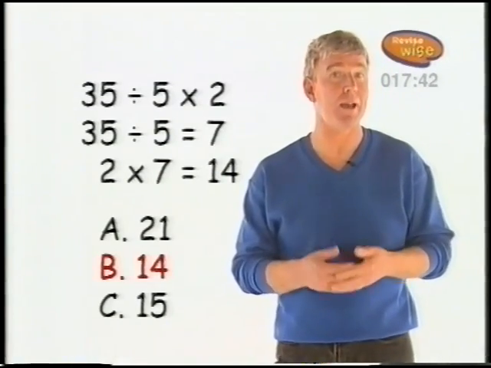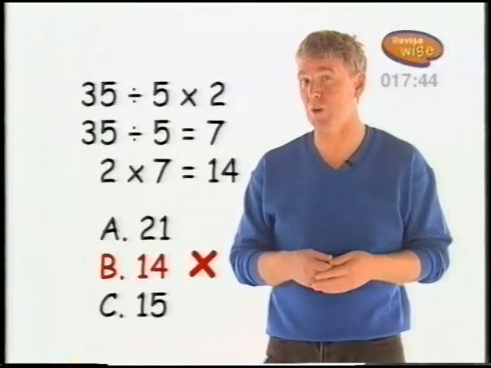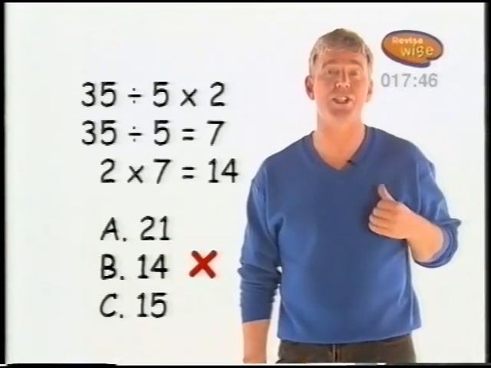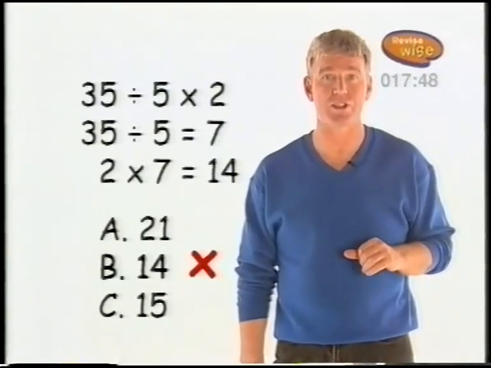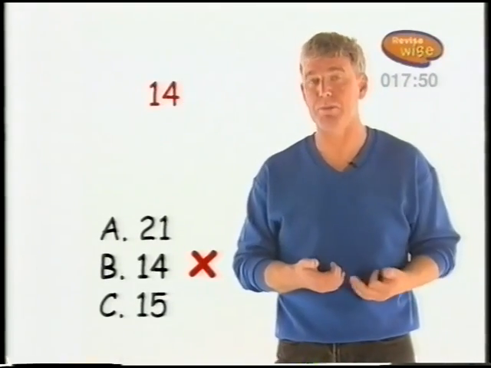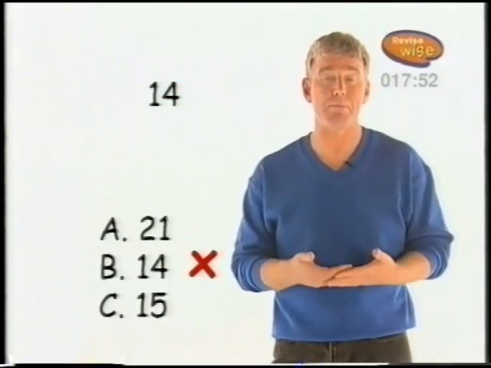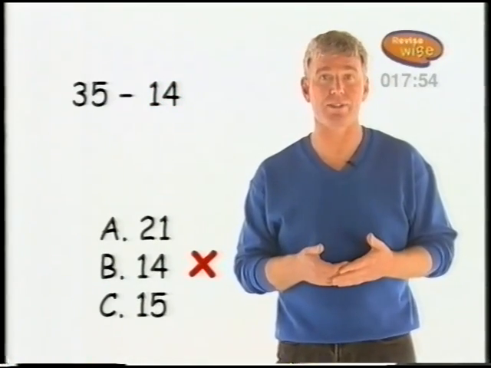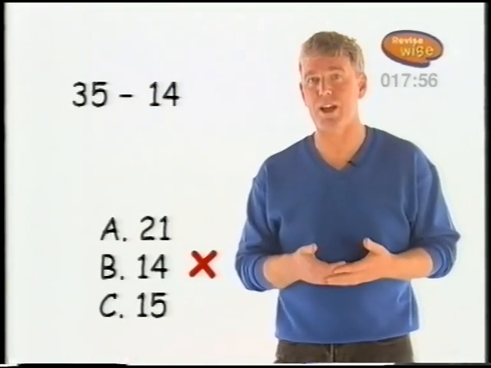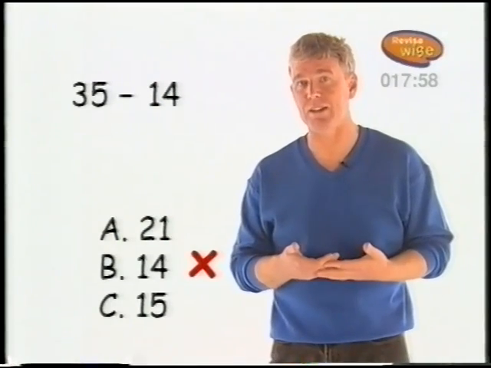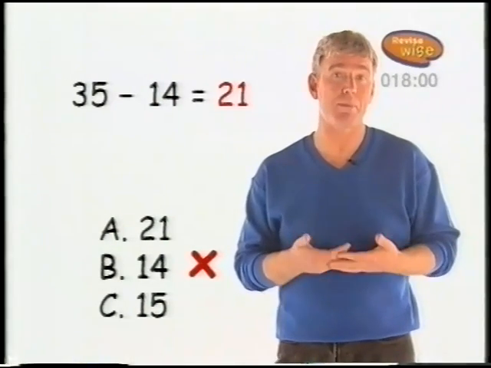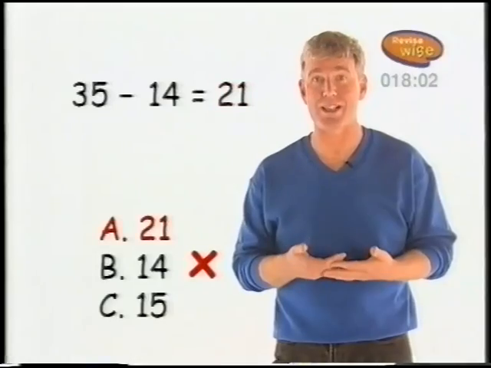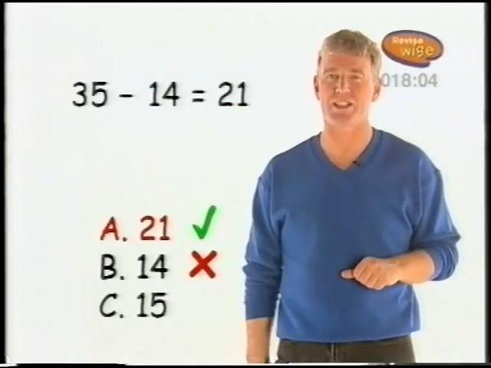That's answer B, but that's not the answer to the question. The question asks for the number of girls. So we take 14, the number of boys, from the number in the class, 35. So 35 take away 14 is 21. So the number of girls in the class is 21. So A is the right answer.